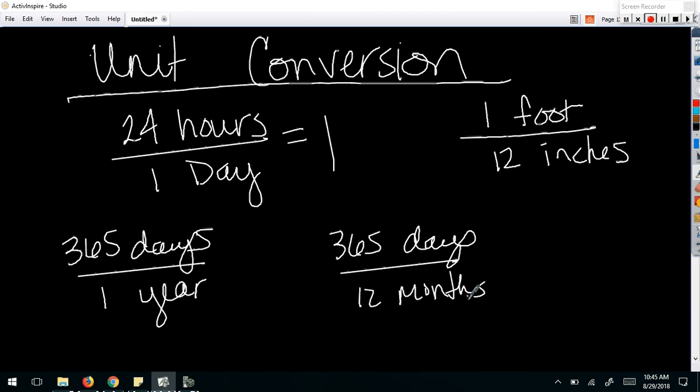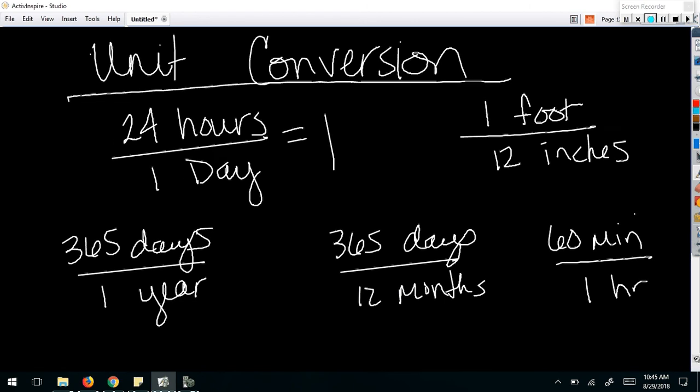How about 7 days, and you can flip these. They can be the other way around. Oh yes, 7 days in a week. 60 minutes in 1 hour. Let's see, some common ones you're probably going to use. You'll use the minutes and the hours.